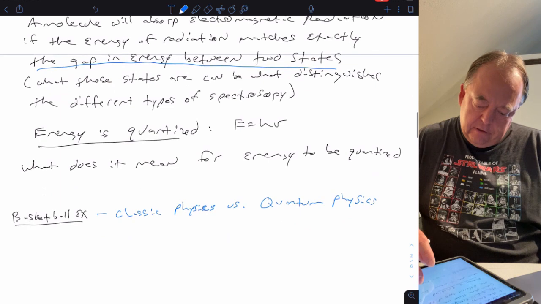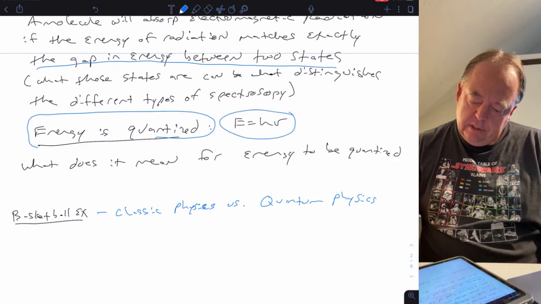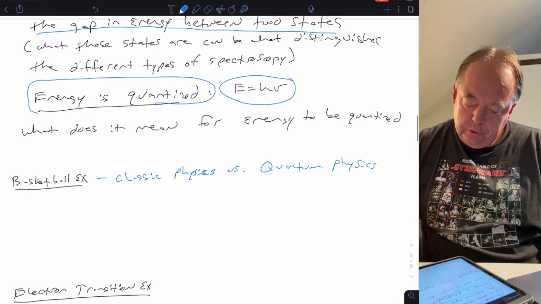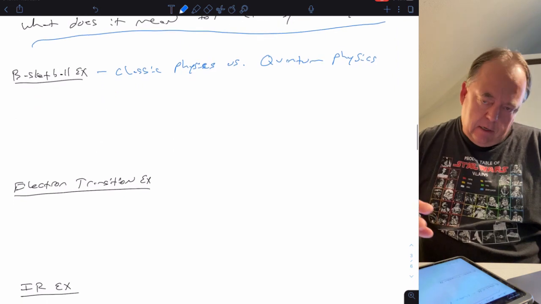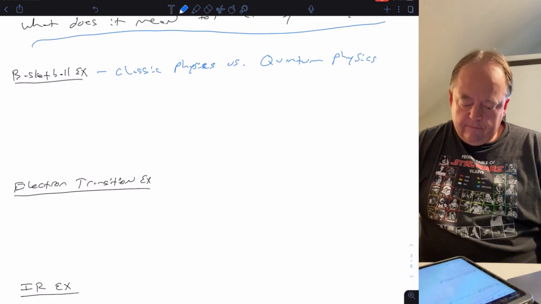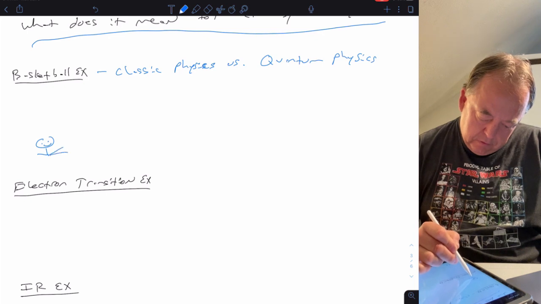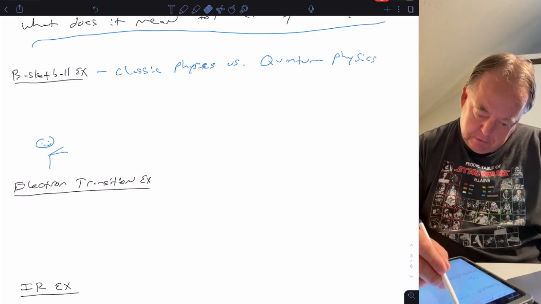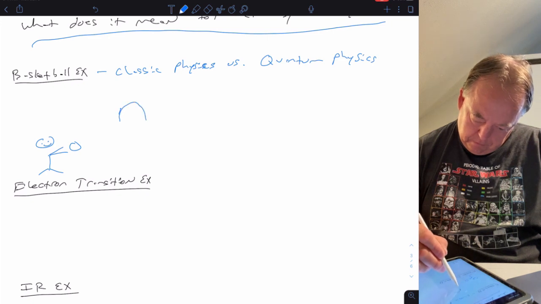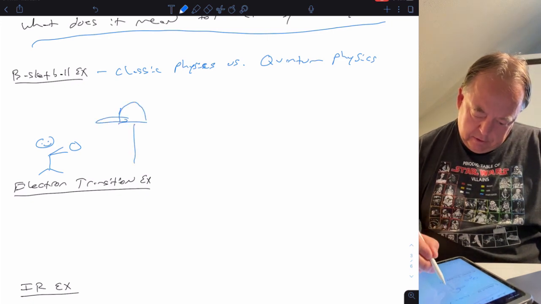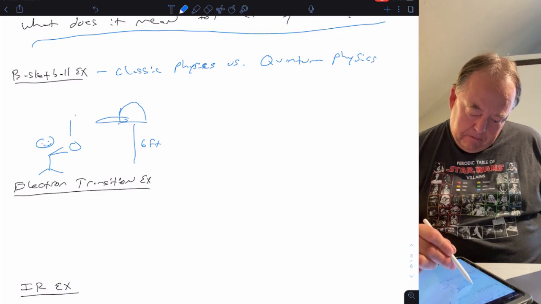Okay, to follow up on this, an important principle in quantum mechanics is that energy is quantized, and you can calculate the energy for a transition using the equation E equals h nu. So what does it mean for energy to be quantized? We'll use a basketball example to distinguish between classical physics and quantum physics. If you're playing basketball, for example, you're shooting basketballs at a basketball hoop. Let's say that's a 6-foot hoop that you got set up for a child. So if you shoot the basketball this high.